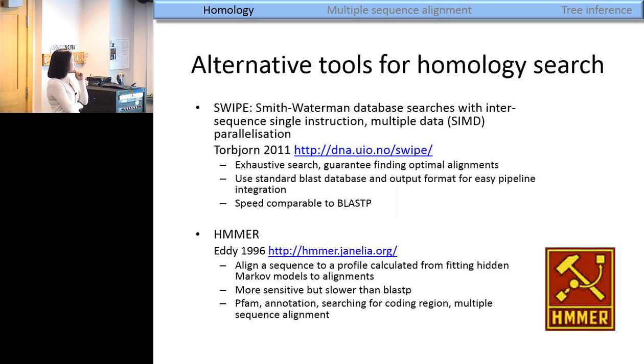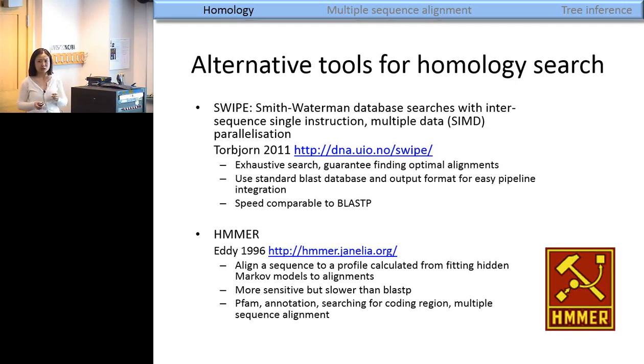In my work, I actually most often use SWIPE for homology search. It stands for Smith-Waterman database searches with Inter-sequence Single Instruction Multiple Data parallelization. Basically, it's a speed up of the basic Smith-Waterman local alignment algorithm.